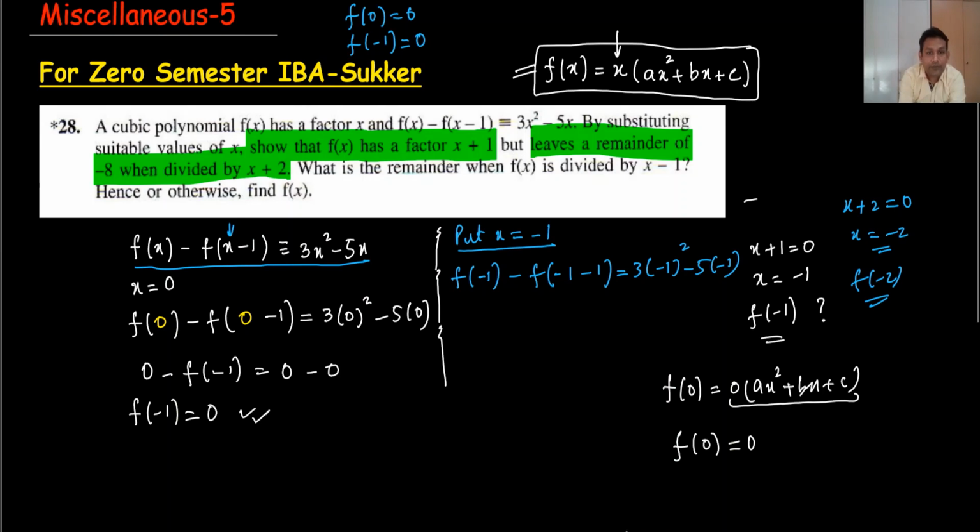Just simplify now. F of minus 1, we have already got it: 0. 0 minus f, what's the result in the bracket? It is minus 2, which we need to find. And minus 1 square is plus 3, and minus is plus 5. This is minus, so make it positive, shifting to the right hand side. So f of minus 2 becomes positive, and 3 plus 5 is 8. When we move it to the left hand side, it comes minus 8. So when I substitute minus 2, the remainder is minus 8.